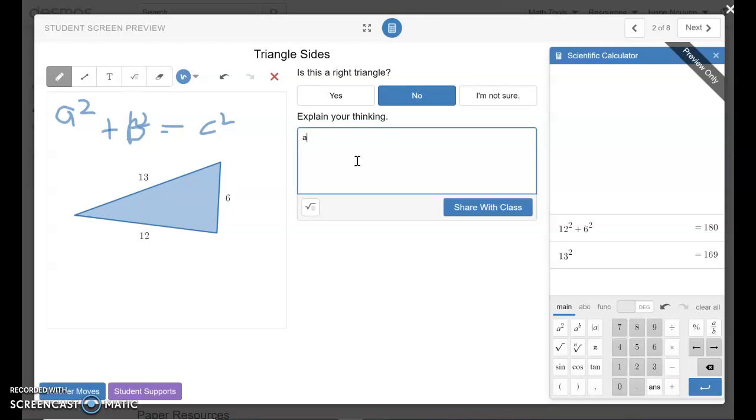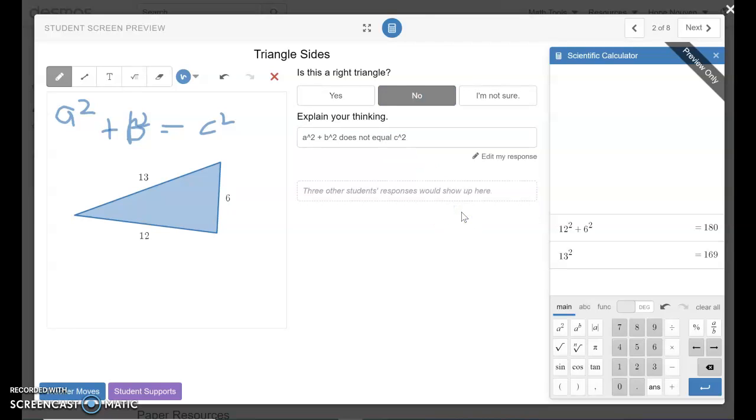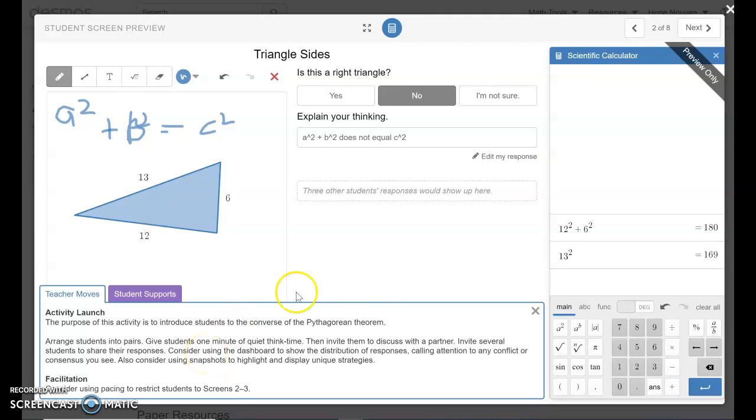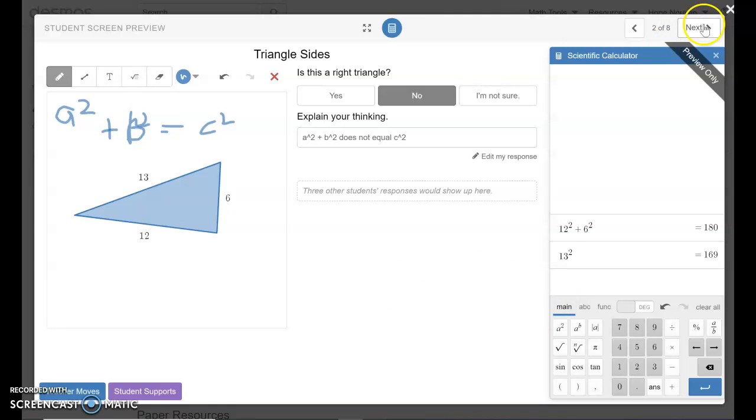a squared plus b squared does not equal c squared. You can share that with the class. Other students' responses come down low. As everybody gets done with that, prompt them to move on. Again, the teacher moves are very important. They know that Pythagorean theorem works here.